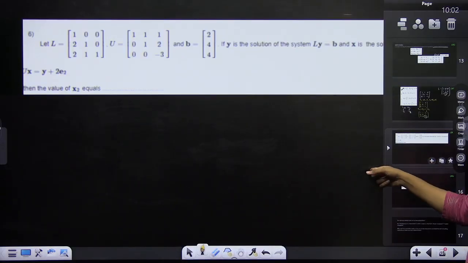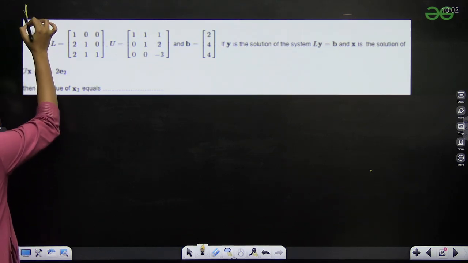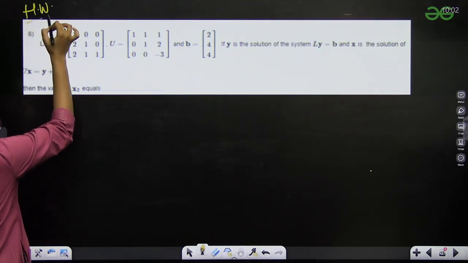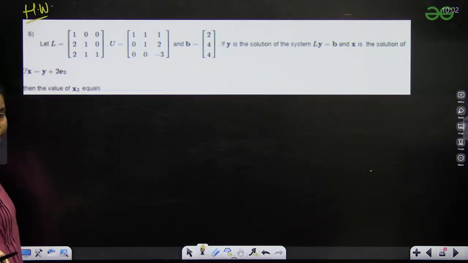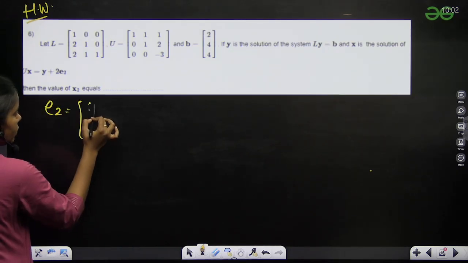So this is one question. Just try this question by yourself and let me know the answer in the comment section. And E2 vector is nothing but 0 1 0.